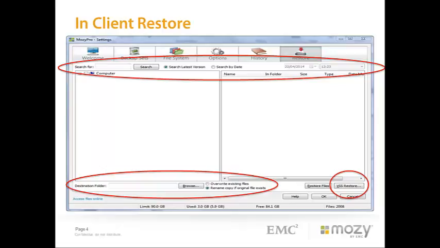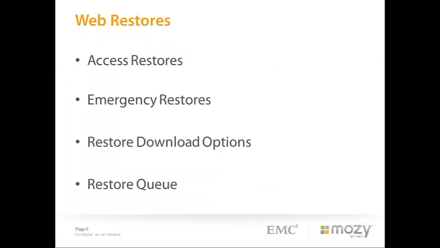Okay, so that's just the quick slide deck on in-client restores. As I said, I'll go through that in the walkthrough as well to show you what I was talking about there. Web restores. Okay, so how do you access restores? You can log directly into mozy.com/login. Your end users will log in there, or if you have a subdomain in place, they'll have to go through your subdomain. Alternatively, you can click on the link within the client, and I'll show you that in a minute, to access the files online, and that'll take you to your account online.